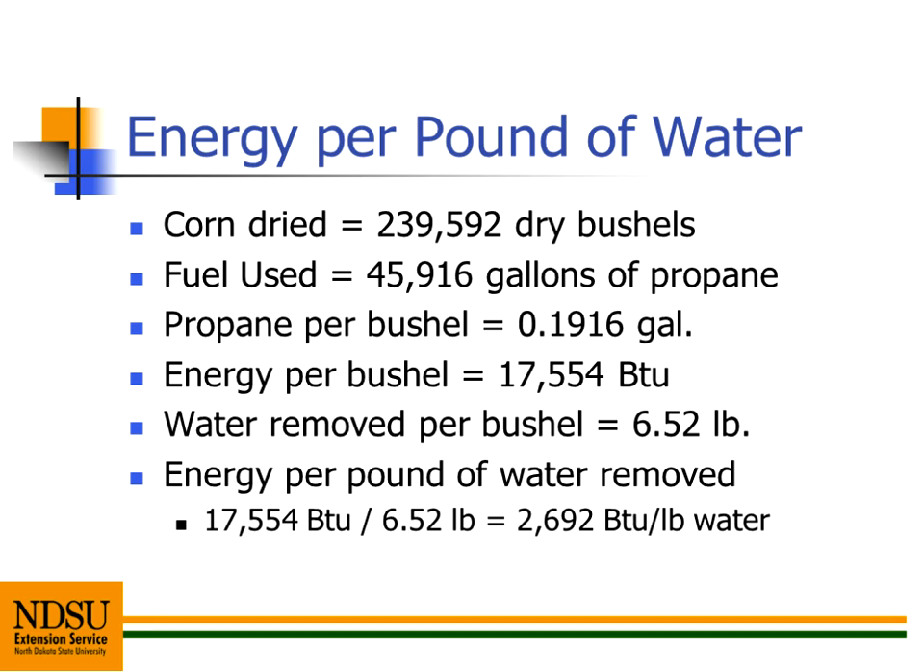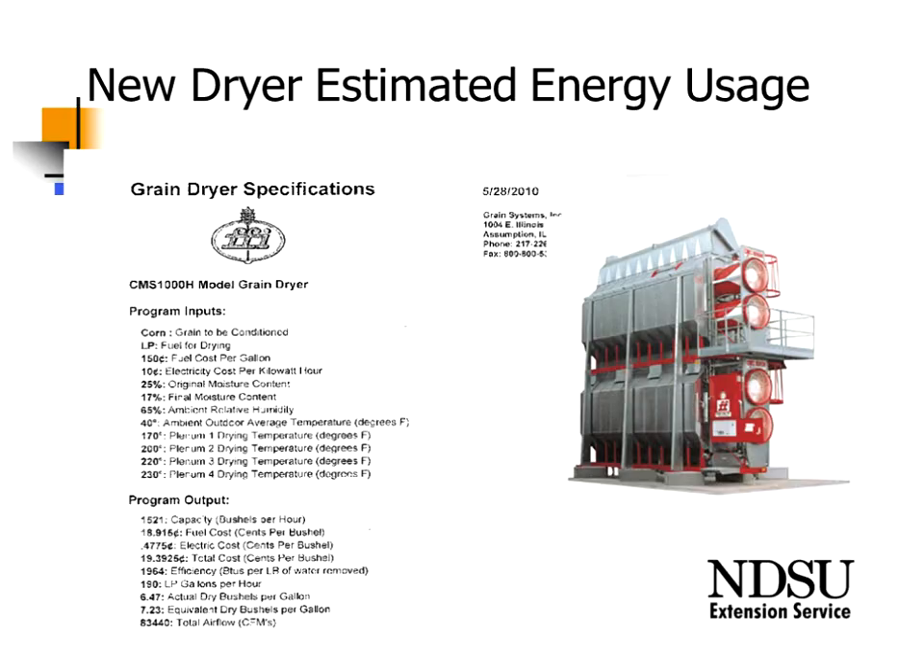His fuel usage was 45,916 gallons of propane, so a little under 0.2 of a gallon per bushel. You could calculate the energy used then per bushel, do what the weight was of water being removed, and therefore he was looking at roughly 2,700 BTUs to take out a pound of water. So looking at his existing system, we would say there's probably things that he can do either from a management standpoint or in selecting a dryer that will improve his energy efficiency.